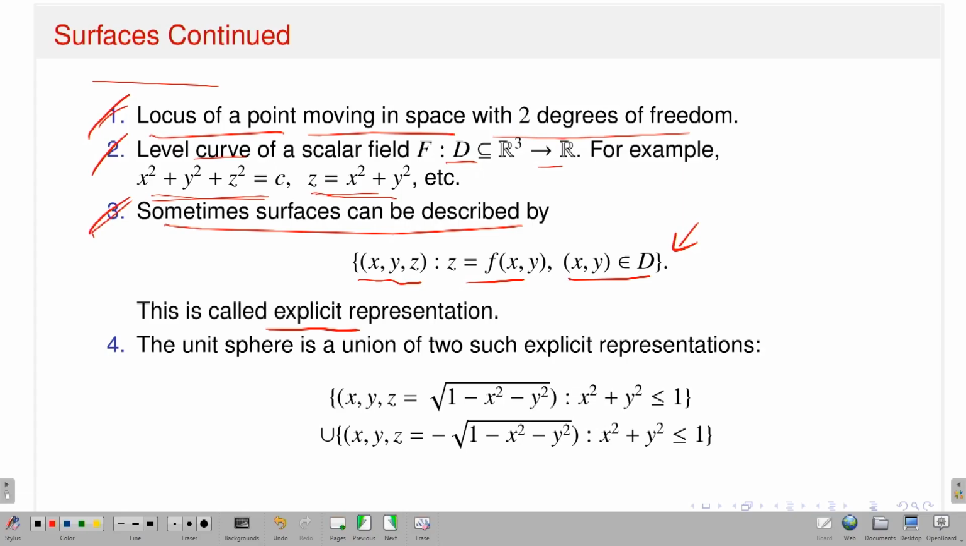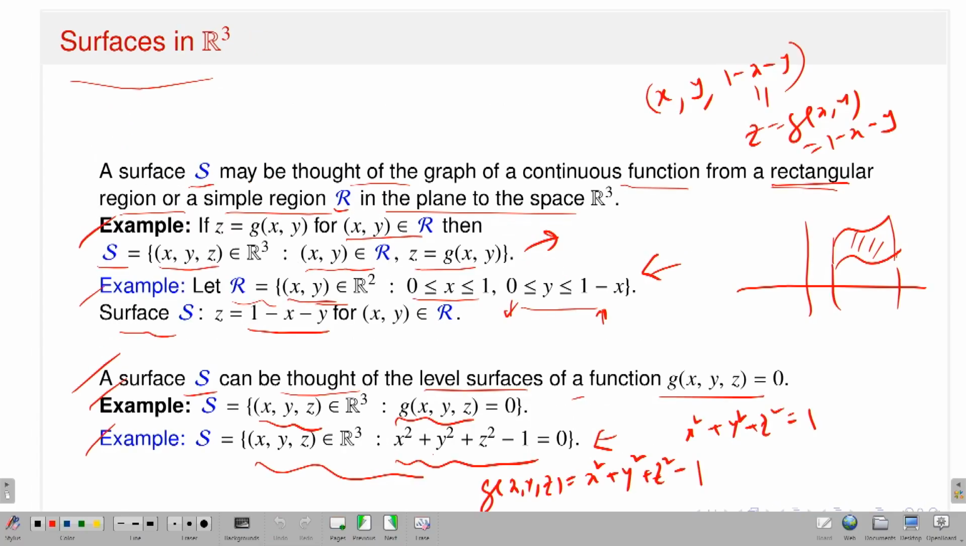Explicit form, or explicit representation, means it is the collection of all those x, y, z in R3 where x, y runs over a very nice region in R2 and z you can write in terms of a function of x and y. That means z is equal to f of x, y. For example, I can write the unit sphere. I already have the unit sphere as the level surface of the function g of x, y, z, which is x square plus y square plus z square minus 1. If g of x, y, z is equal to 0, that is the corresponding surface, the unit sphere.